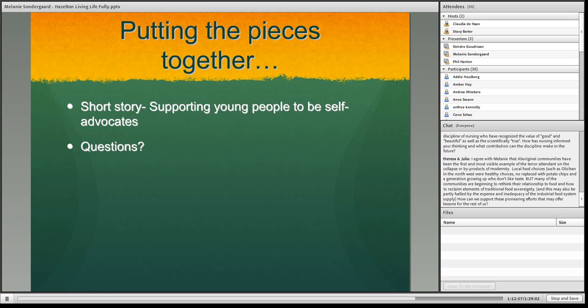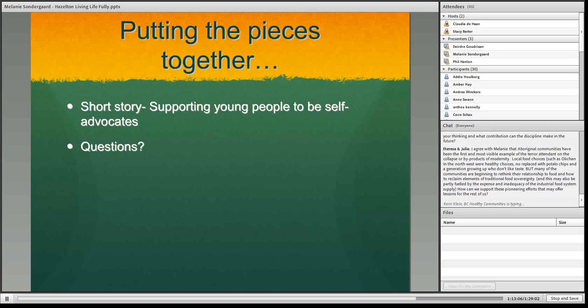Maybe just to kick us off, Melanie, you mentioned a few times throughout your presentation this idea of resilience or resiliency. And I'm wondering if you can speak to that a bit more and what that means to you in this work, and how does it play into our work to try and create this more comprehensive change?